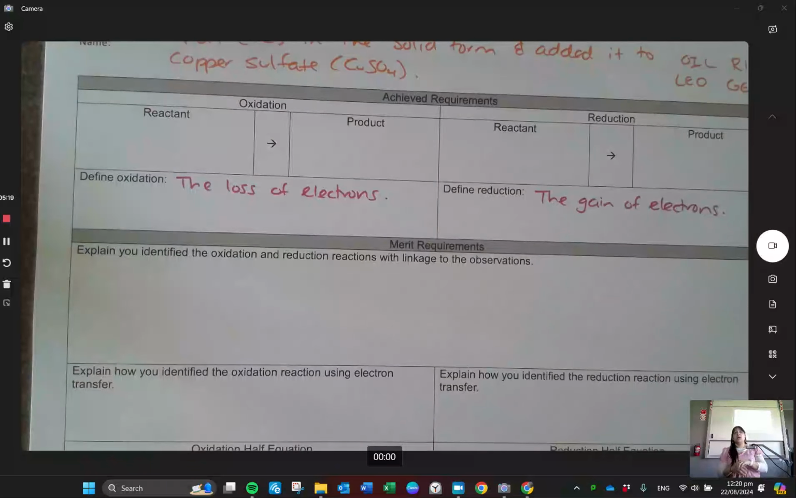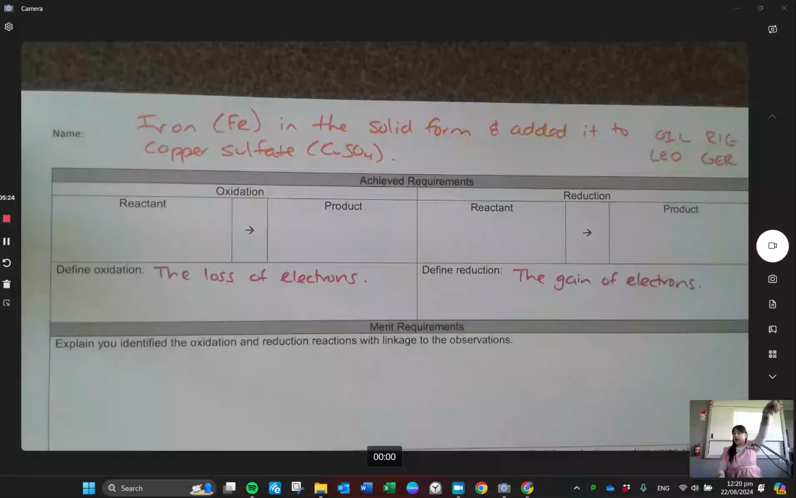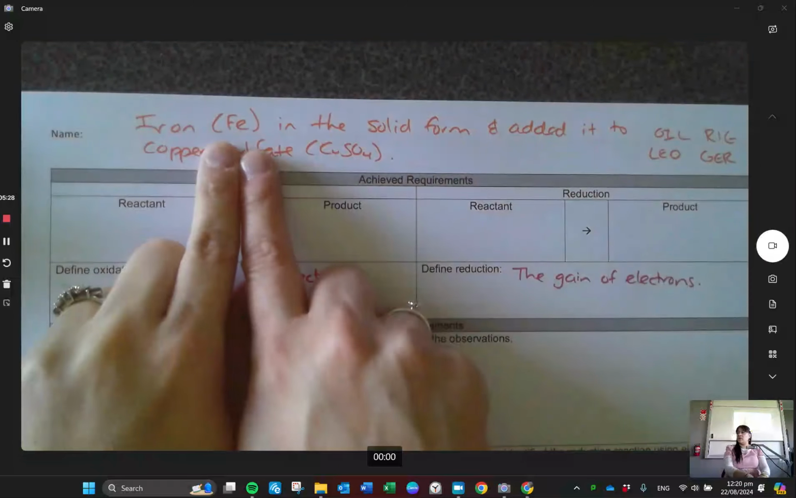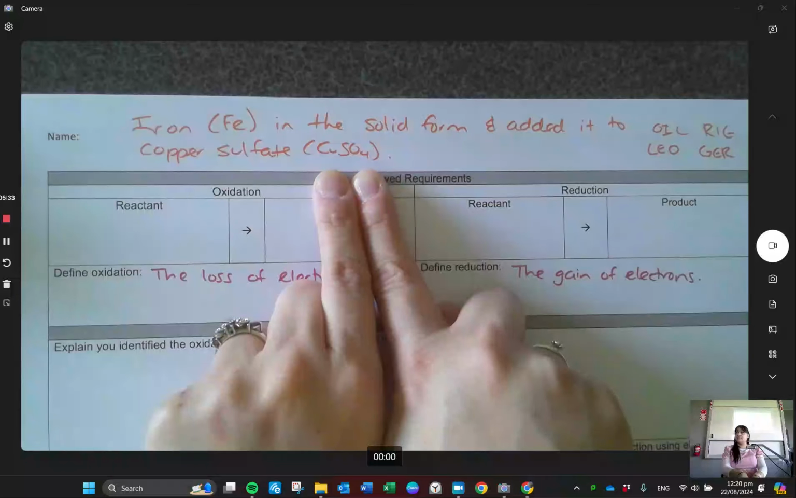Now, since I've added iron to copper sulfate, I can already assume that the iron is going to be involved, because that's only one thing and that's 2 things. Does that make sense, or should I backtrack? I think we need to backtrack.